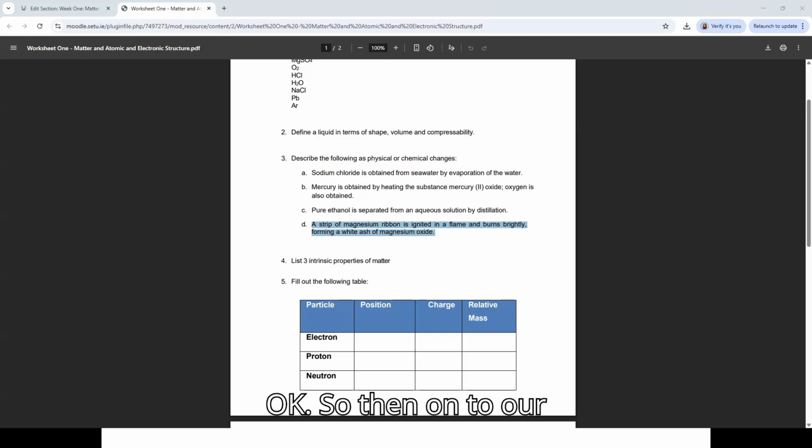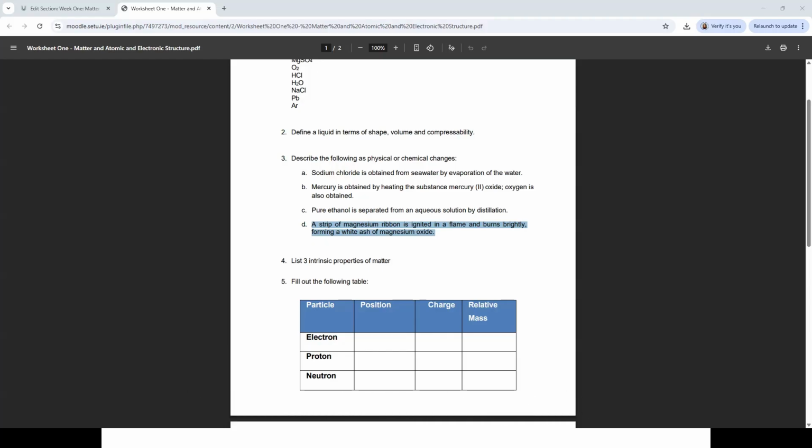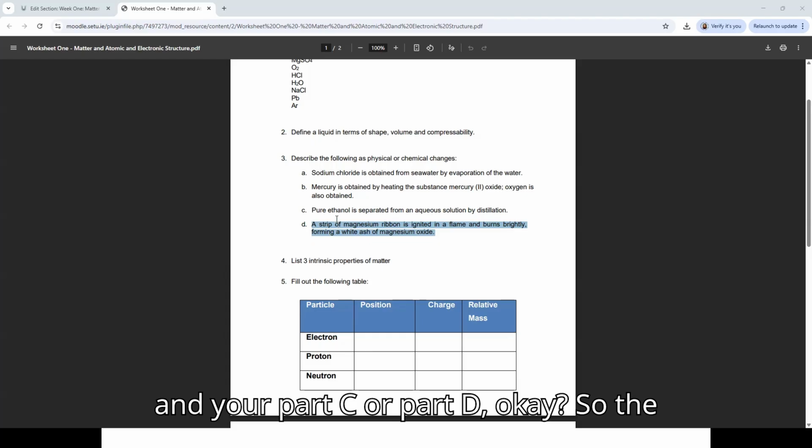Okay, so then on to our question 3. It says describe the following as a physical or chemical change. I did put up a poll here: which of these are a chemical change? So your chemical changes there are part B and part D, okay?